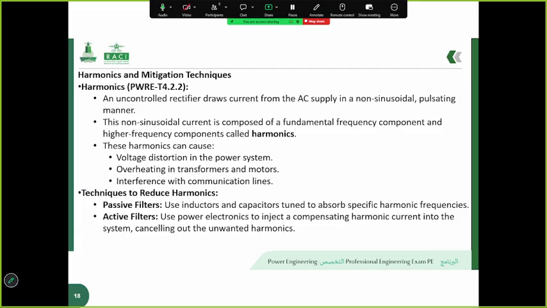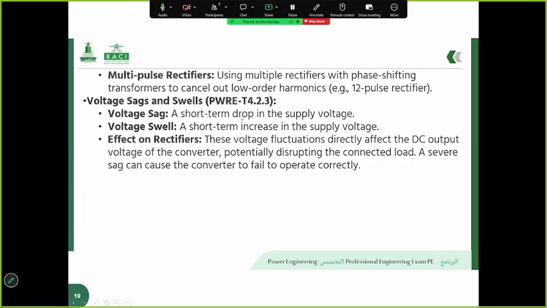So more advanced approaches involve active filters, which rely on power electronic circuits that detect the harmonic content in real time and inject equal but opposite currents to cancel them out. Active filters are more flexible and effective across a wide range of conditions, though they are typically more costly and complex compared to passive solutions.